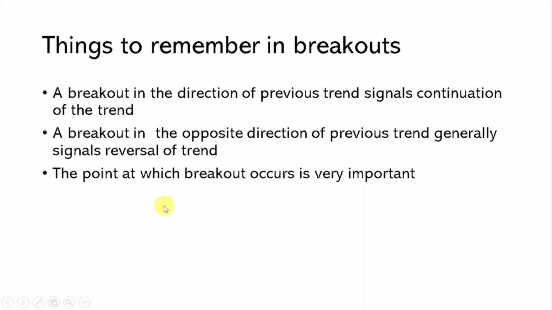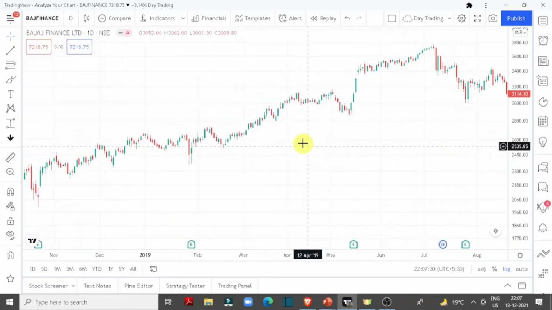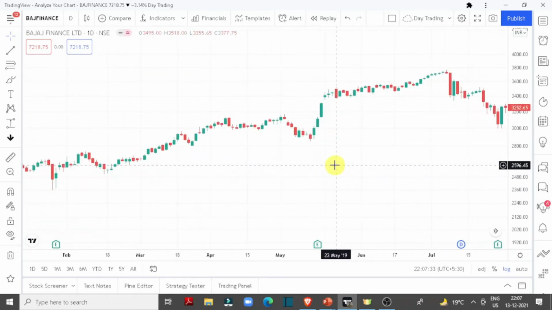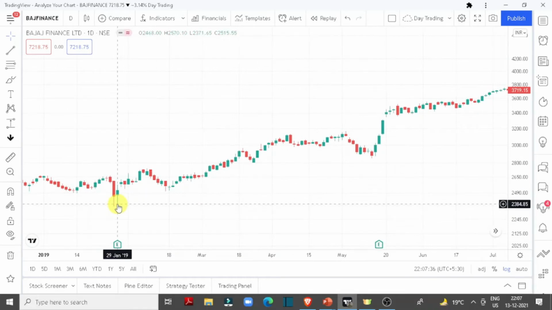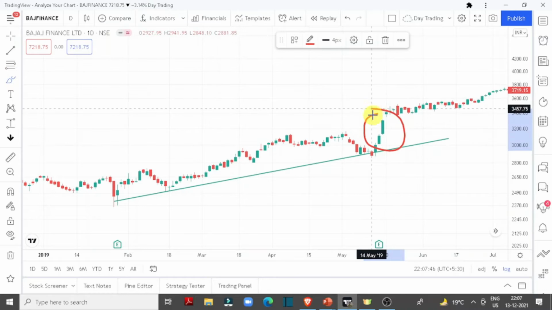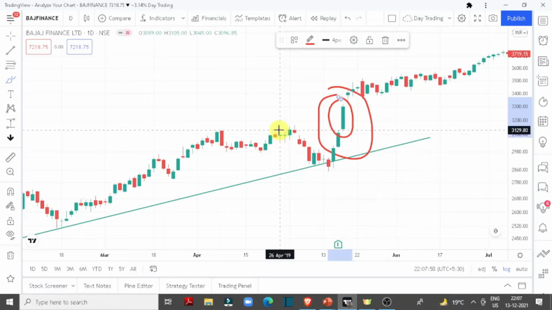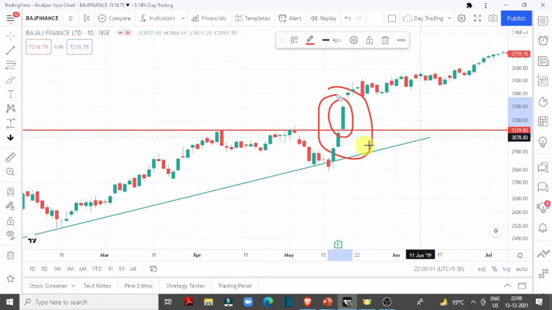Now the third point is that the point at which the breakout occurs is very important. Now this thing is, I think, very important and you must understand this thing. So let's go back to our previous example where we saw that the breakout happened, and let's analyze that level as well. So here you can see that the trend was up as usual. Let me draw the trend line, and at this green candle you can see that the breakout happened. This green candle is, I think, the most important candle to analyze in this chart. Why? Because this candle gave a breakout, right? And through this candle only we will have to analyze whether this breakout is right or wrong.